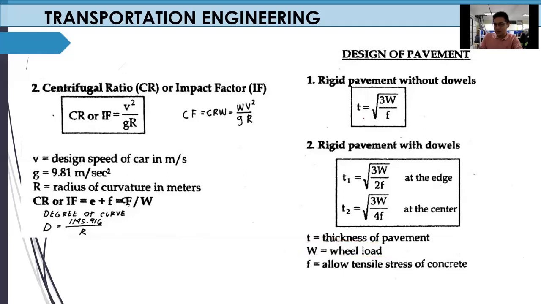So, T is equivalent to the square root of 3W over F. F natin is allowable tensile stress of concrete. So, depende siya kung anong concrete yung ginamit, no? Class A, class B, depending upon the situation. Binibigay naman din yan. Ito is without joints, meaning wala siyang bakal. Yung joints is yung pagkadugtong-dugtong ng one portion to another portion.